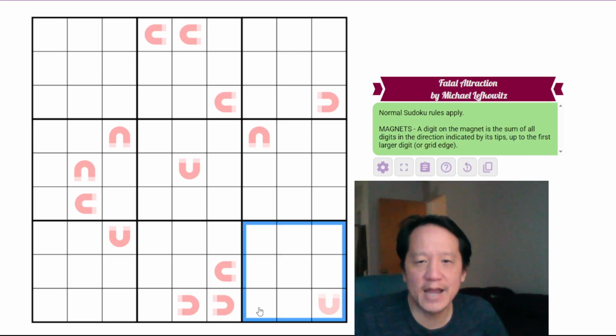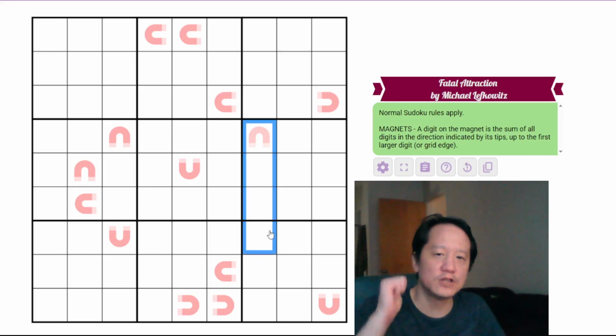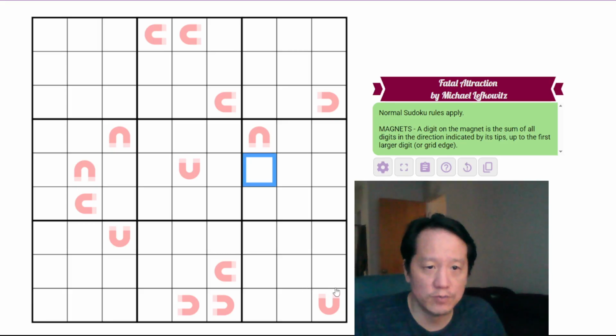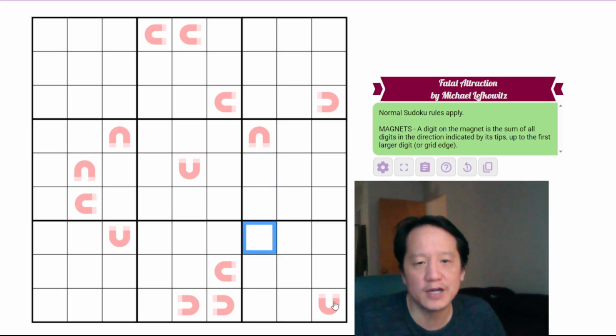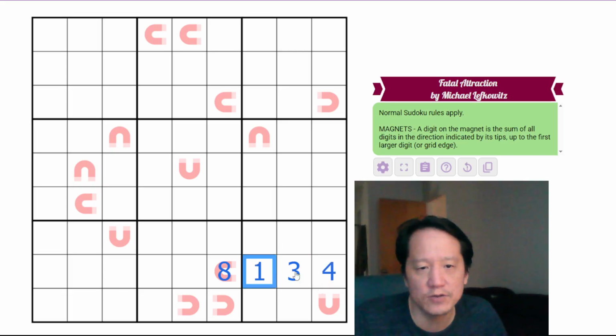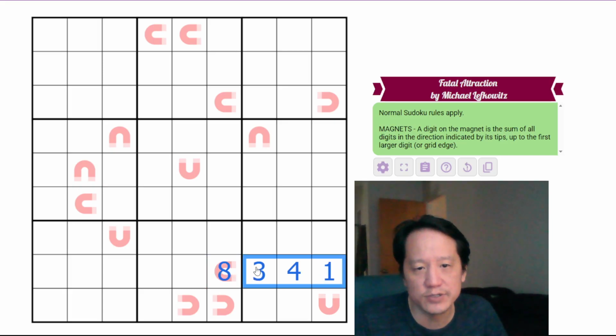We have magnets, where the digit on the magnet is the sum of all digits in the direction indicated by its tips, up to the first larger digit or the grid edge. So, for example, you could have a magnet of 8, and then 1, 3, and 4, and this would be valid, or you could have 3, 4, and 1, because these 3 digits up to the edge of the grid add up to 8.